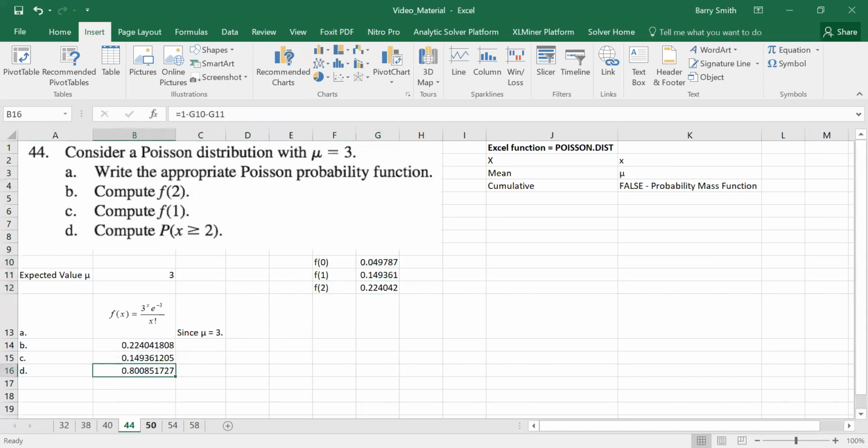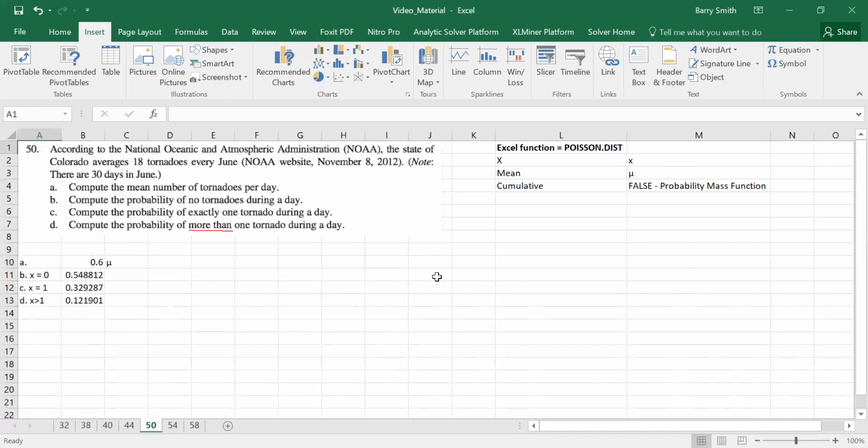All right, so moving on, another Poisson. According to the NOAA, the state of Colorado averages 18 tornadoes every June. And it says, note, there are 30 days in June for those who don't know that. Now compute the mean number of tornadoes per day, compute the probability of no tornadoes during a day, compute the probability of exactly 1 tornado during a day, and compute the probability of more than 1 tornado during a day.